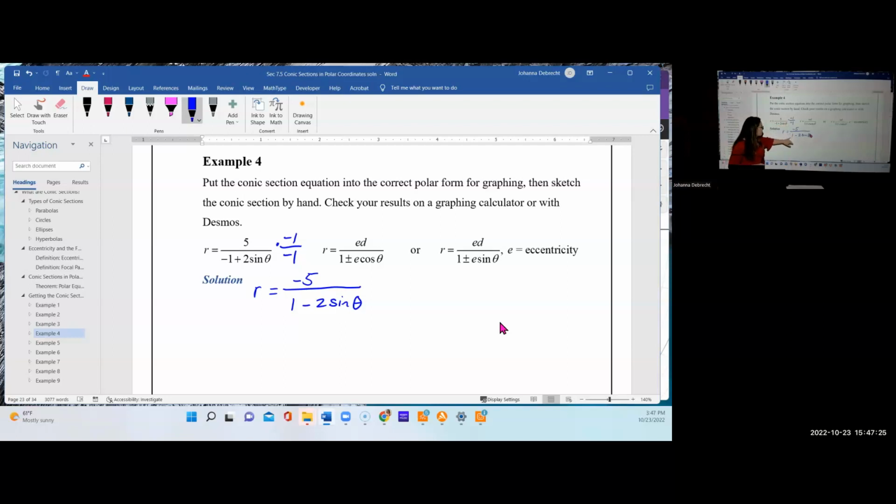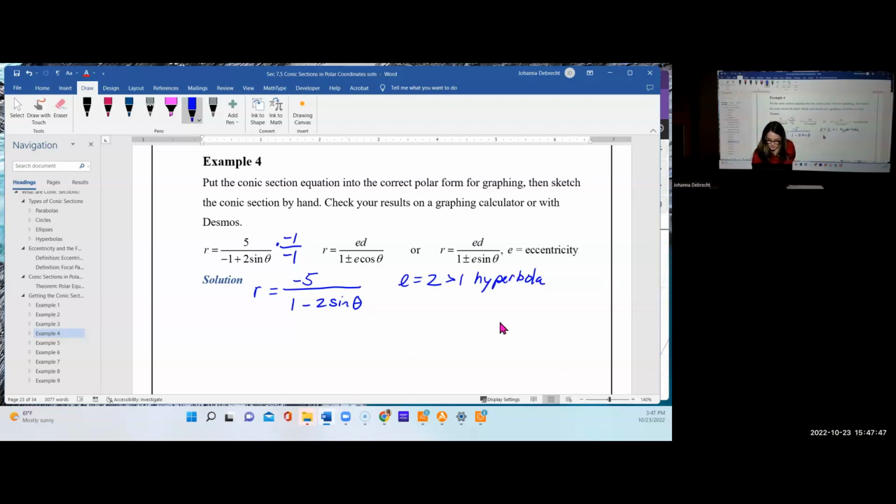Now, once I have the 1 here, I want to locate the eccentricity, which is the absolute value of the coefficient. So my eccentricity is equal to 2. Now that I have eccentricity of 2, that's greater than 1. So I know that I have a hyperbola. So this is our first hyperbola.